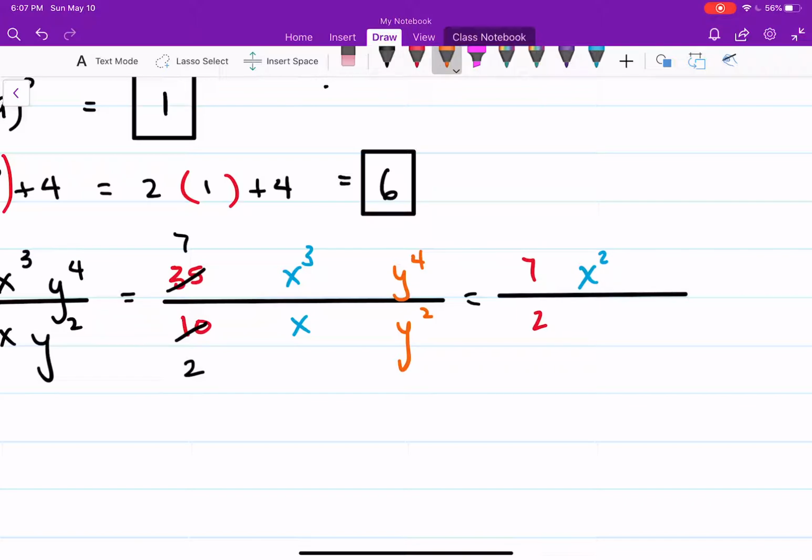And then the orange, so I got 4 y's on the top, 1, 2, 3, 4, over two y's on the bottom. Y cancels out. I have two y's left on top.